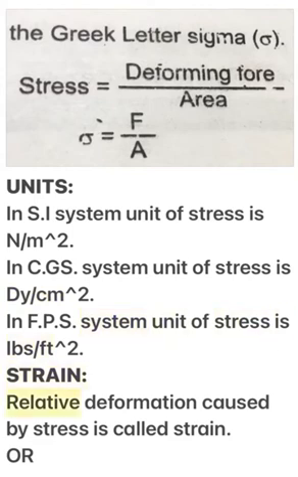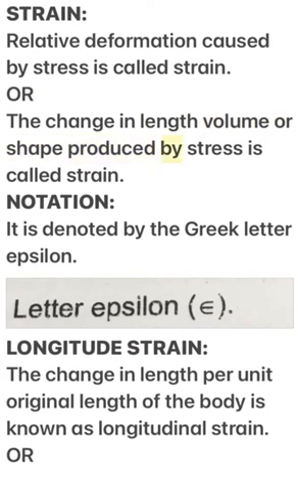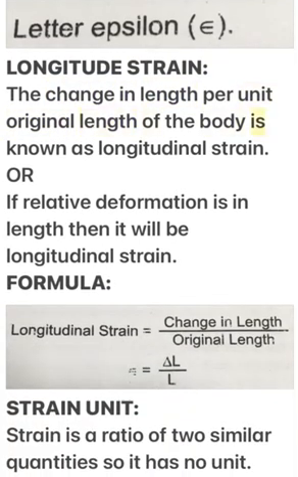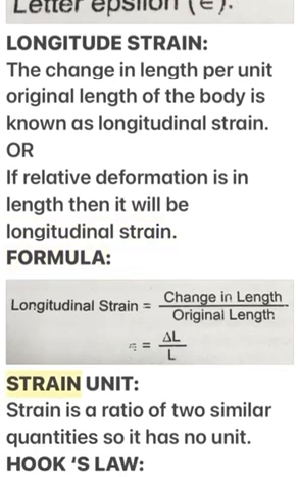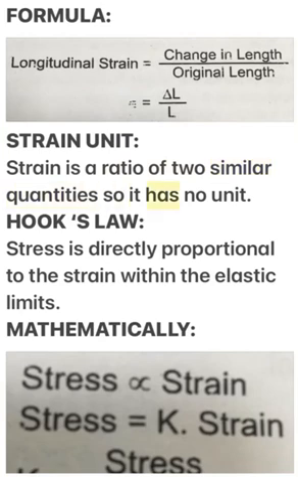Strain. Relative deformation caused by stress is called strain, or the change in length, volume, or shape produced by stress is called strain. Notation: it is denoted by the Greek letter epsilon. Longitudinal strain: the change in length per unit original length of the body is known as longitudinal strain. Or if relative deformation is in length, then it will be longitudinal strain. Formula. Unit: strain is a ratio of two similar quantities, so it has no unit.